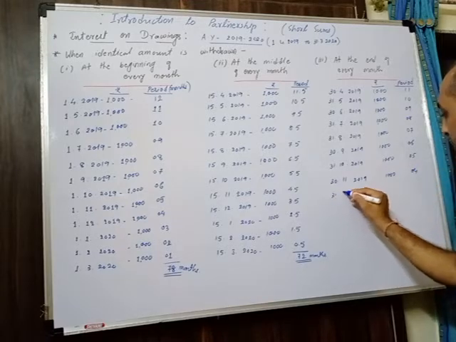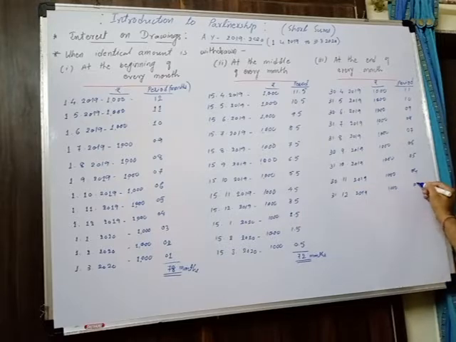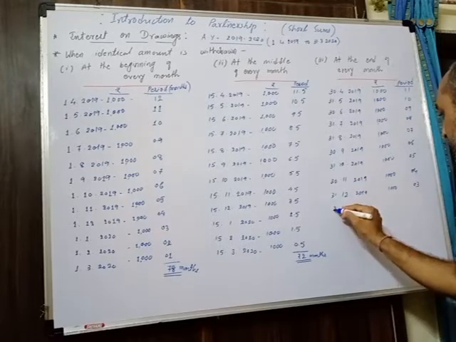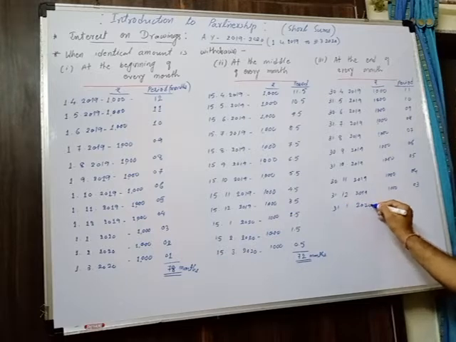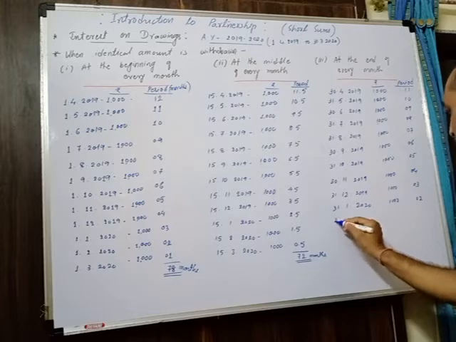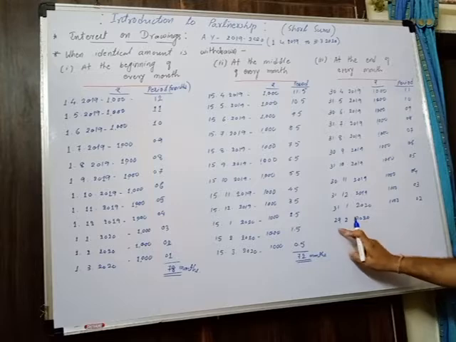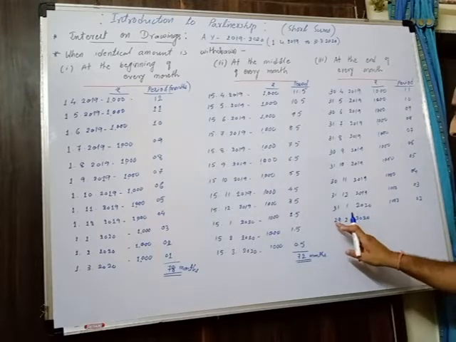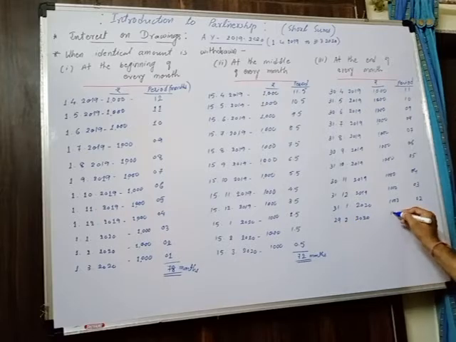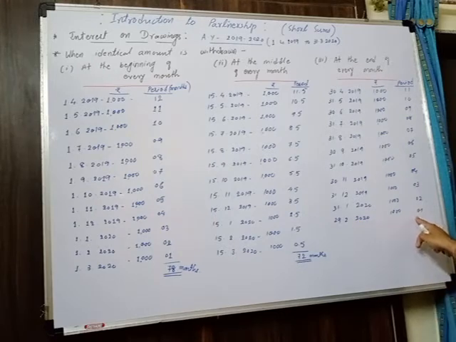Then 31/12/2019, 1000, period will be taken as 3 months. Then 31/1/2020, 1000, period will be taken as 2 months. Then 29/2/2020, because this is a leap year, so I have taken the last date as 29th February. Other than this leap year, you can take 28th February, you know that, 1000, and the period will be how many months only? February is the end date, so only March month's drawings will be considered over here.